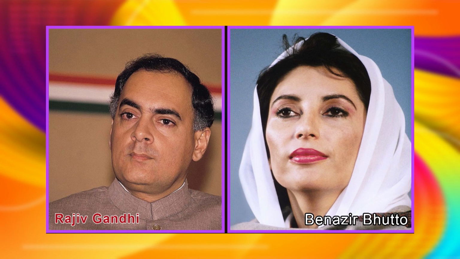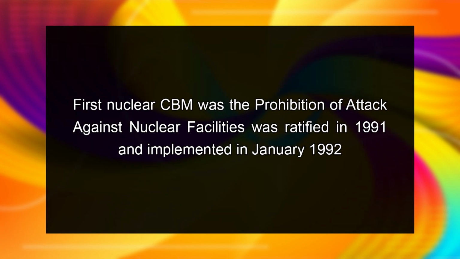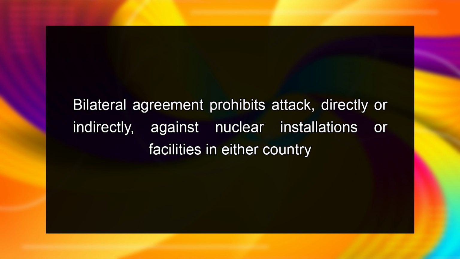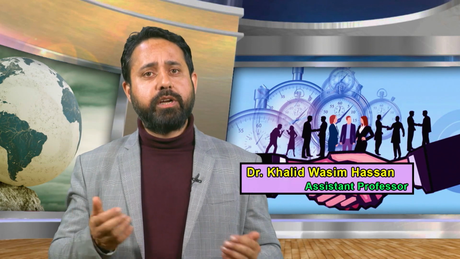The first nuclear CBM was the Prohibition of Attack Against Nuclear Facilities, which was signed by Indian Prime Minister Rajiv Gandhi and Pakistani Prime Minister Benazir Bhutto on December 31, 1988. It was ratified in 1991 and implemented in January 1992. The bilateral agreement prohibits attack, directly or indirectly, against nuclear installations or facilities in either country. In an effort to be more transparent, the agreement also requires an annual exchange of lists detailing the location of all nuclear facilities in each country.